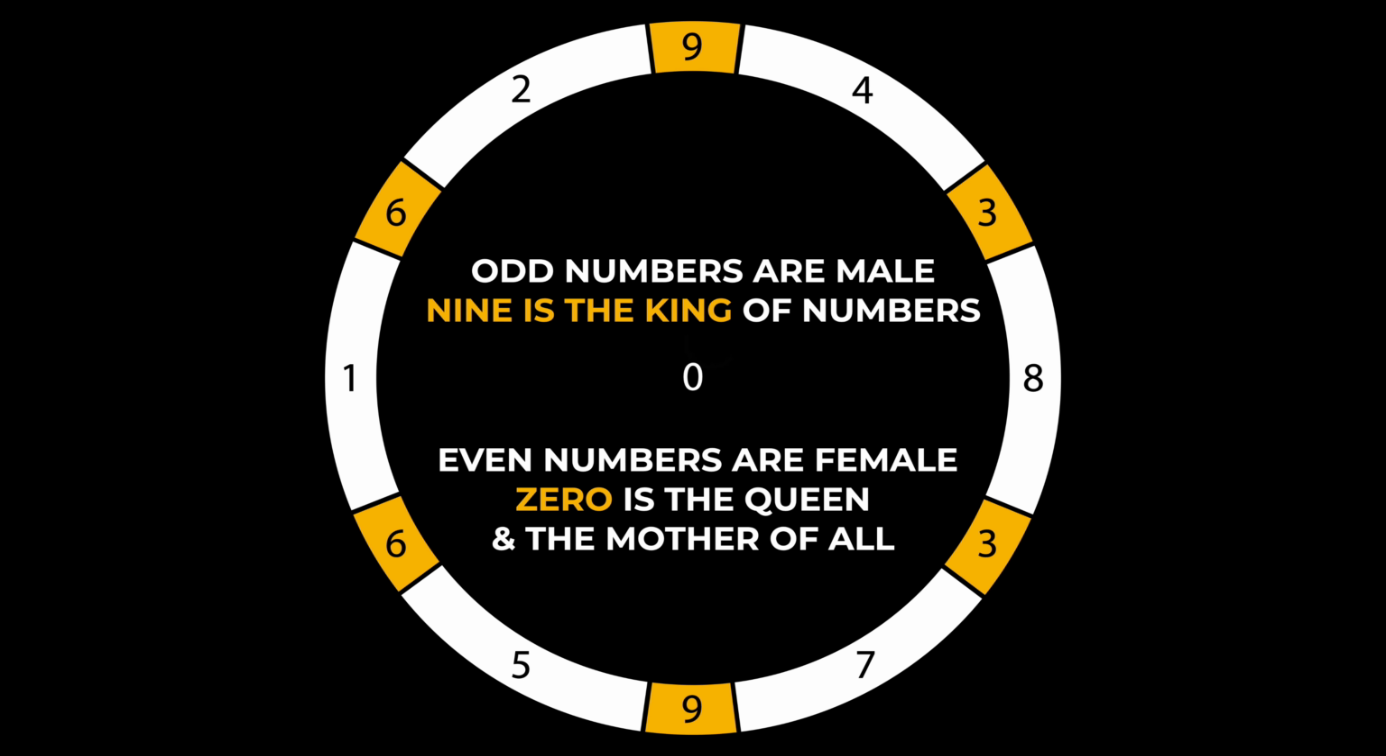Odd numbers are considered male numbers. So with that thinking, 9 is therefore the king of numbers. And even numbers are considered female. Therefore 0 is the queen of numbers and the mother of all.